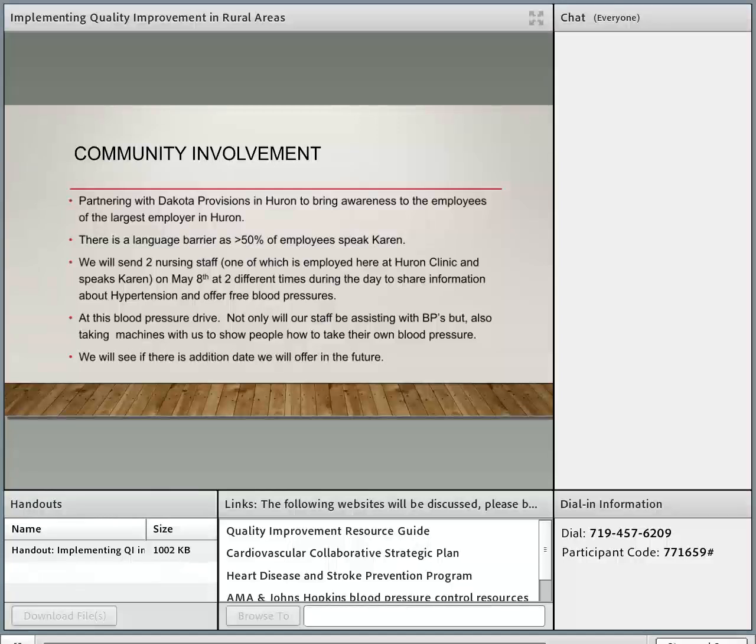So the machines for the blood pressures we will take out there. We also will take some manual blood pressure cuffs at the same time. Hopefully showing some of those patients how to take their own blood pressure with the self-monitoring blood pressure machine. And then we'll see if there is an additional date that we will do in the future.